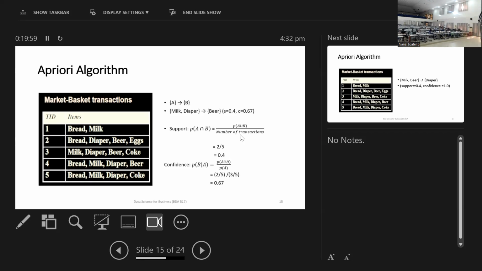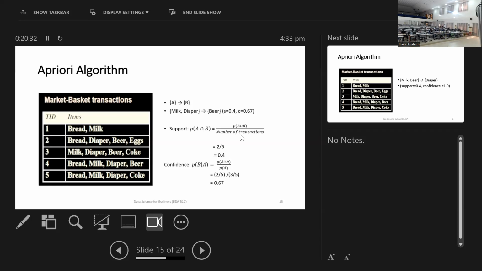All right. Now let's move on to the confidence. Your support, that is 0.4, is now the numerator. Please do follow. So whenever you are doing the confidence, your numerator is the support. So we start with the numerator, then divided by the probability of A.